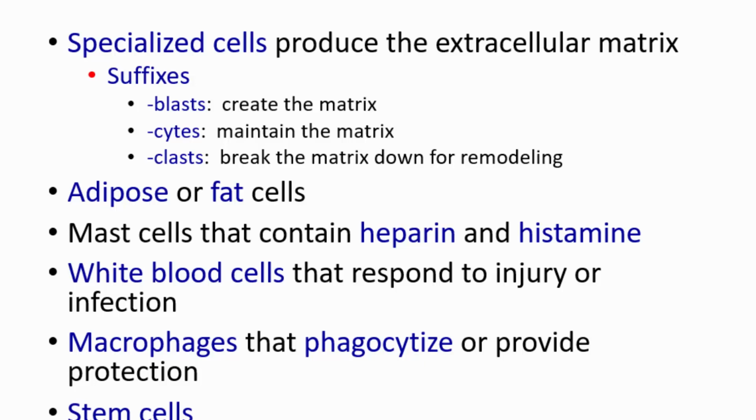Cytes are cells, and what they are are mature blasts, and they help maintain the matrix. So an osteoblast would make the bone. An osteocyte is a mature osteoblast that now just hangs out. It doesn't make bone, but it helps to maintain the bone. And then clasts break it down. It breaks the matrix down for remodeling. So an osteoclast would tear bone down, while an osteoblast would build bone up.